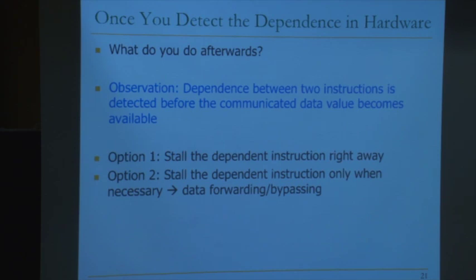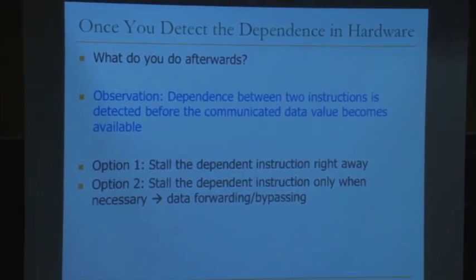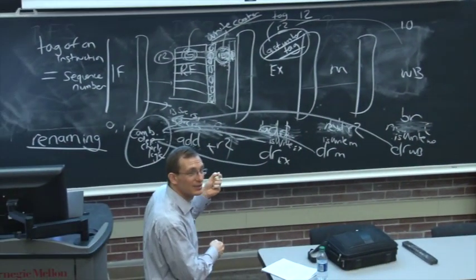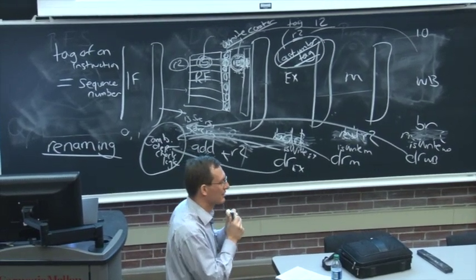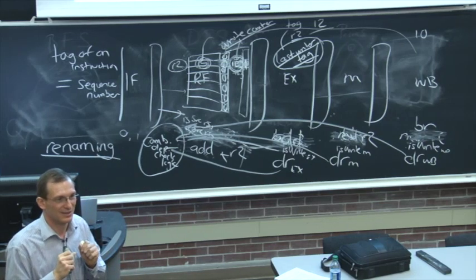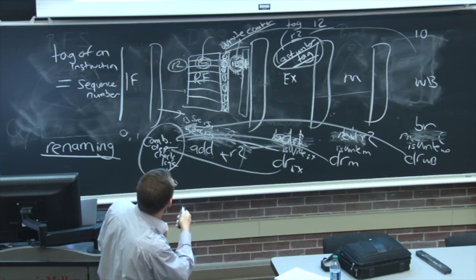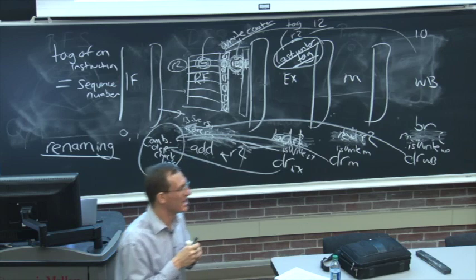Only when necessary means you can move the instruction as long as you know that the value that's going to be produced by the producer instruction can be correctly communicated to the dependent instruction. You don't need to stall it when you detect the dependence. You can move it as long as you communicate the value correctly. The key is really communicating the value correctly. And this will lead us to data forwarding and bypassing. Well, I guess you could have other options here, but I'll let you imagine that.